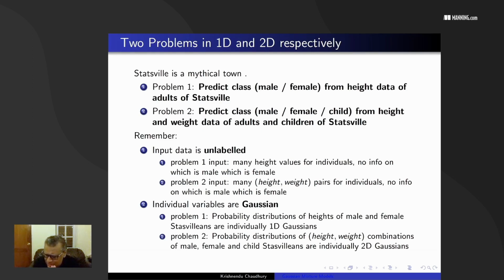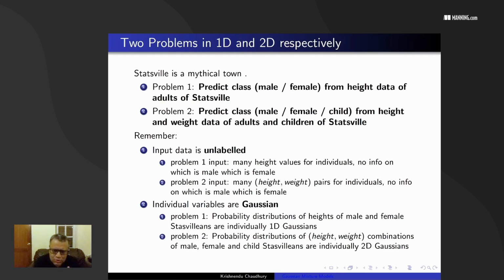To introduce this, just to anchor our ideas, I will constantly talk about two separate problems. The whole lecture is kind of pivoted around these two problems. So the first problem pertains to a mythical town called Statsville. In Statsville, there are males and females. In problem one, we are only concerned with adults, and we have height data of the adults of Statsville.